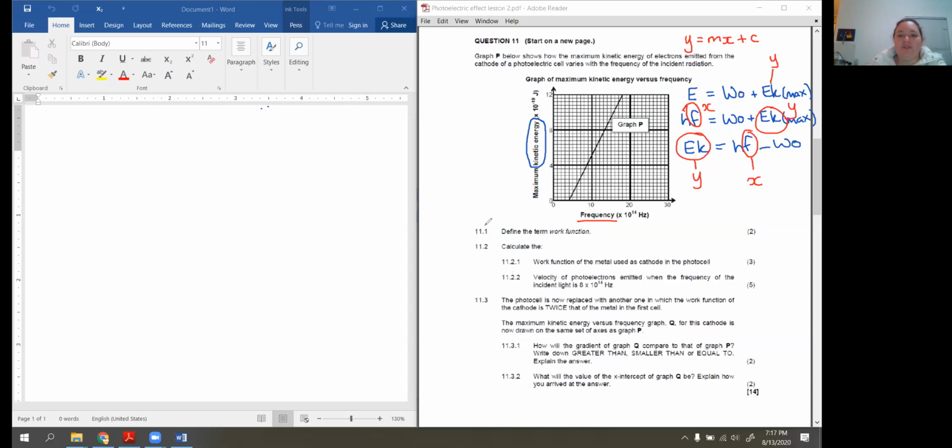All right. So question 1.1 asks you to define the term work function. Can I ask anyone, does anyone know the definition of work function? Any volunteers?